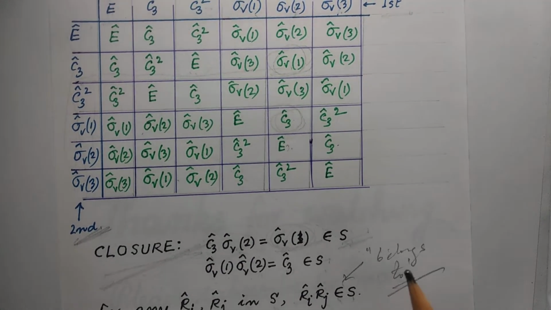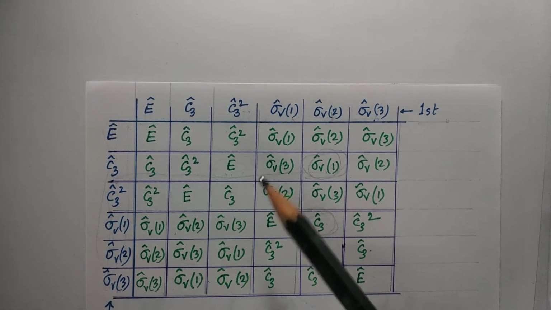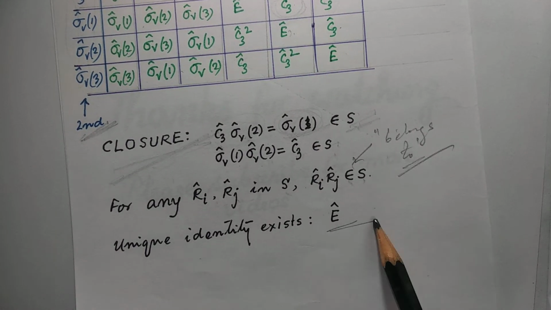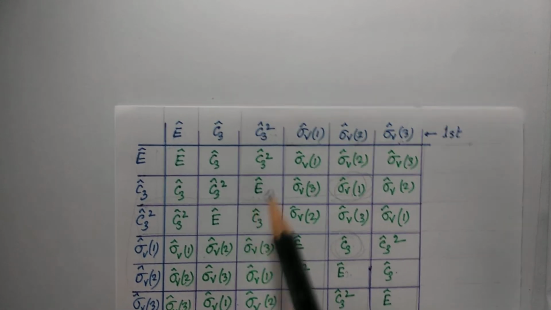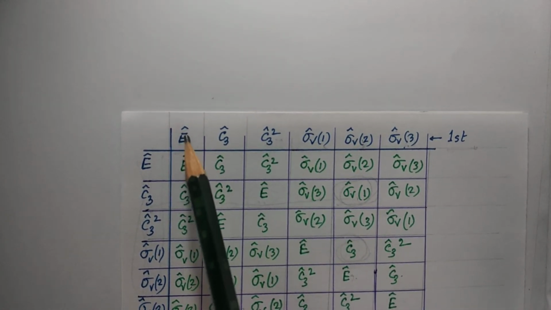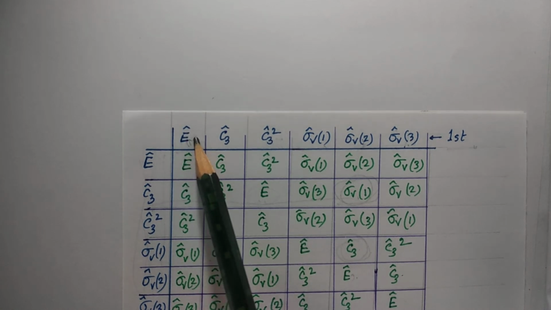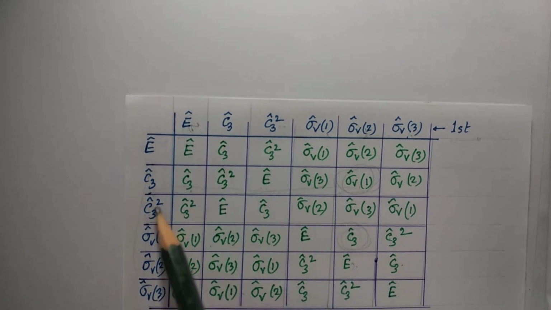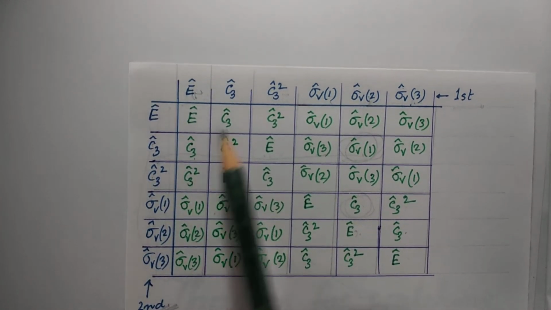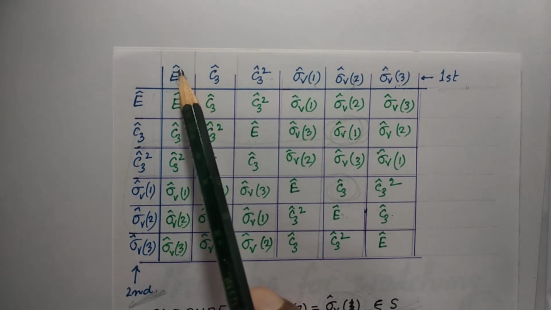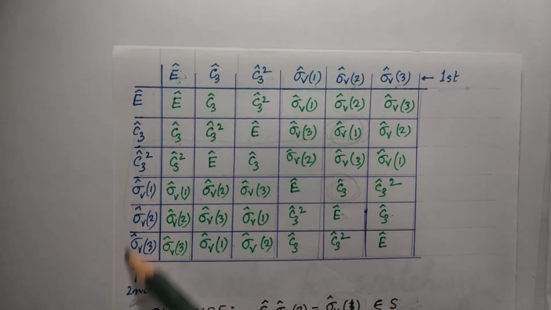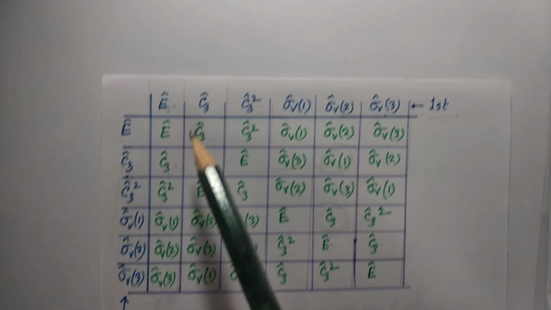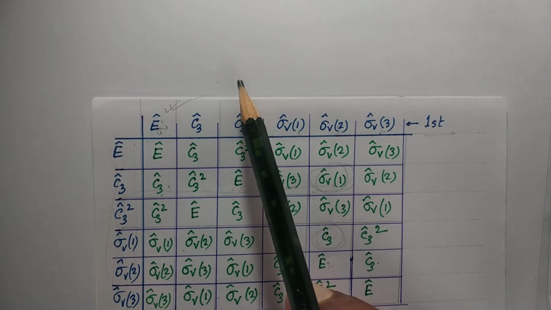The next interesting property is the existence of a unique identity element for the set S. The unique identity element is E. Consider this table here again. E followed by C3 gives C3. E followed by C3 square gives C3 square, and so on. When the first operation is E and the second operation is any of these, the result is the same operator back. So E acts as the identity operator.